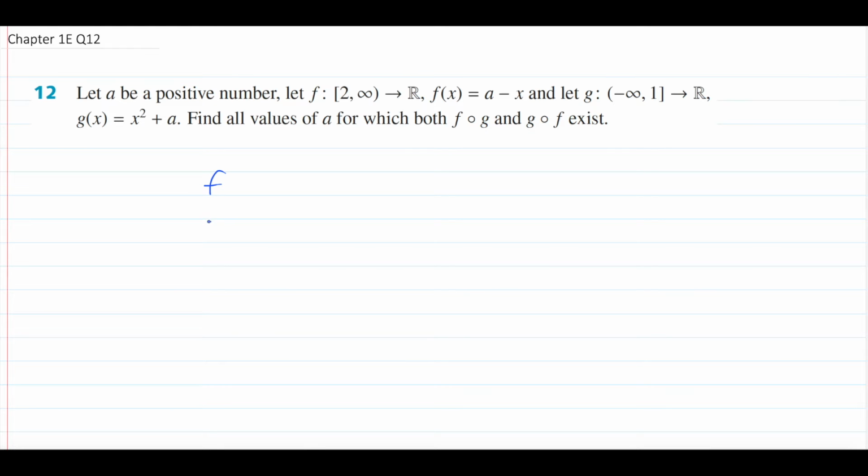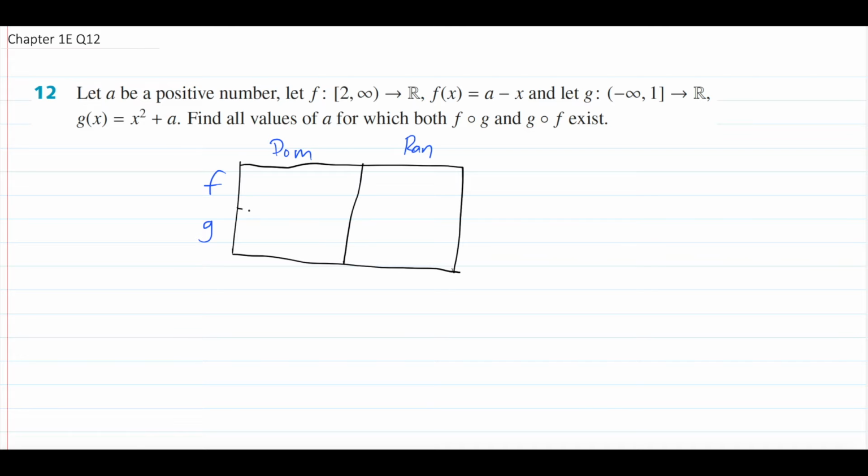We've got two functions, f and g, and then we've got their domain, and their range. I'm going to draw this table. Just give me a moment. We're going to split it into 4 cells. So we've got the domain of f, the range of f, then the domain of g, and the range of g in this last cell right here. So let's proceed to fill in the details.